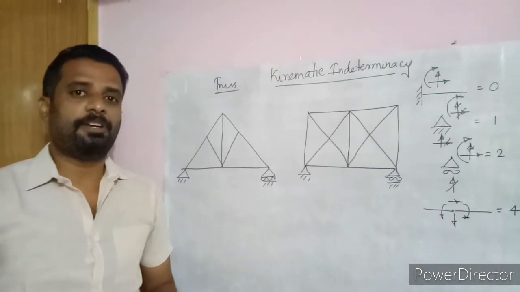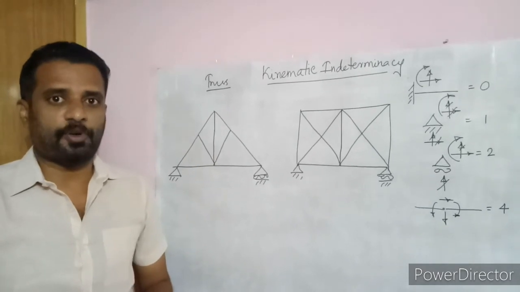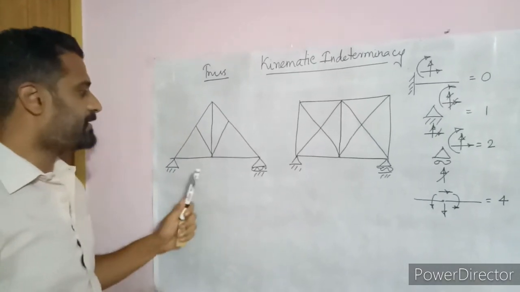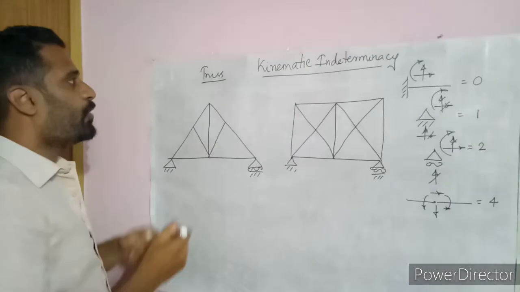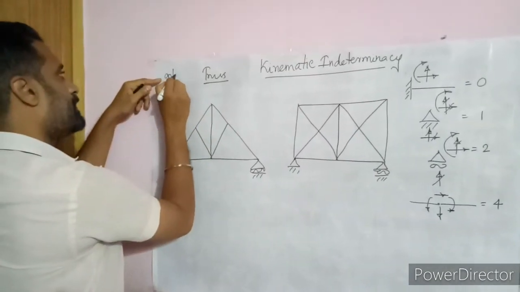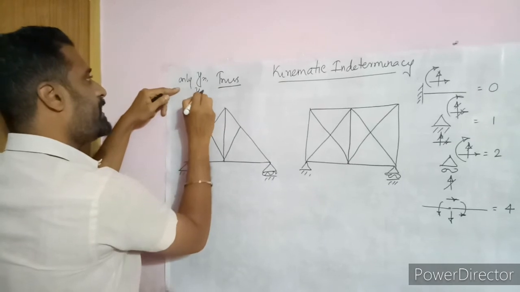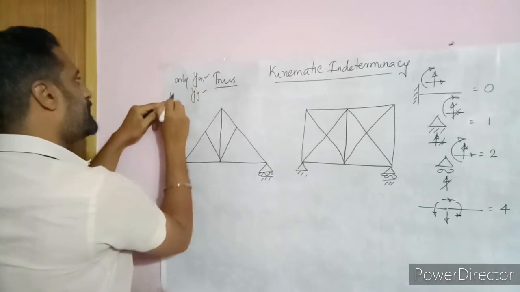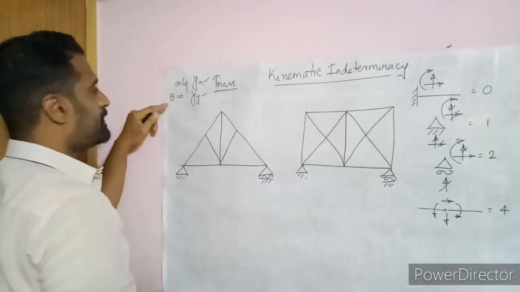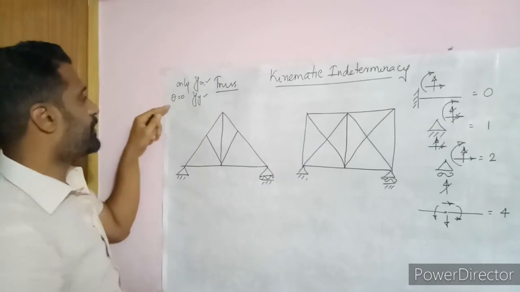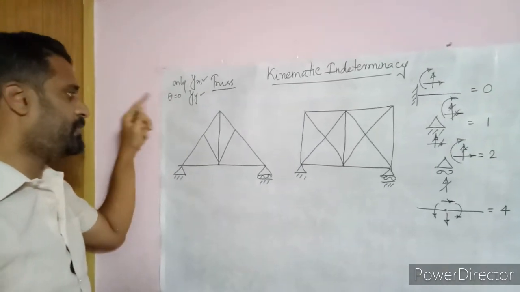So let us now calculate the degree of kinematic indeterminacy for a truss. So let me take this truss. In case of truss, only the deflection at x and deflection at y exist. Always theta will be equal to 0. That means the moment response or the moment deformation will be equal to 0.